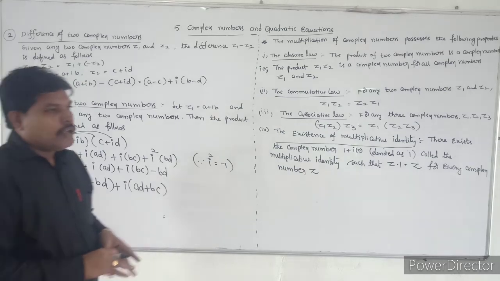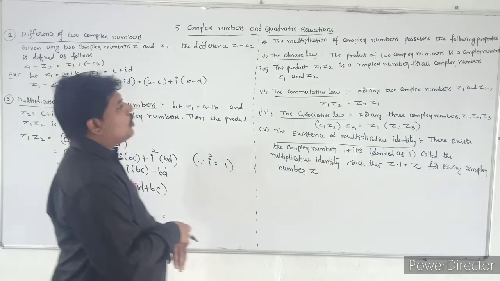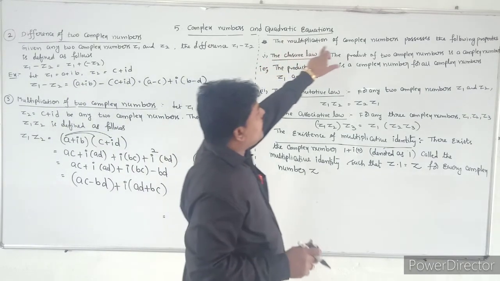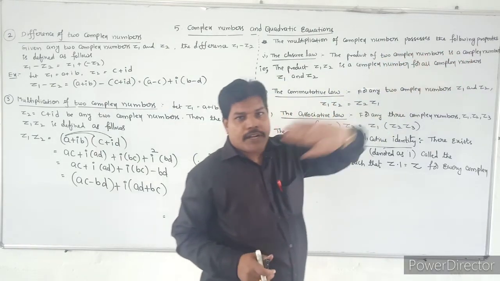Here also the multiplication satisfies some properties. So what are the properties here? The multiplication of complex numbers possesses the following properties.